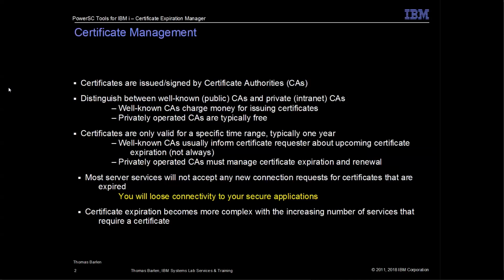That means the client gets a server certificate during the handshake, verifies the authenticity, the origin, and that it was issued by a trusted certificate authority. We distinguish between public and typically private or intranet certificate authorities. The public ones are the ones that ship their CA certificates as part of products like internet browsers, and applications like IBM Access Client Solutions, and so forth.